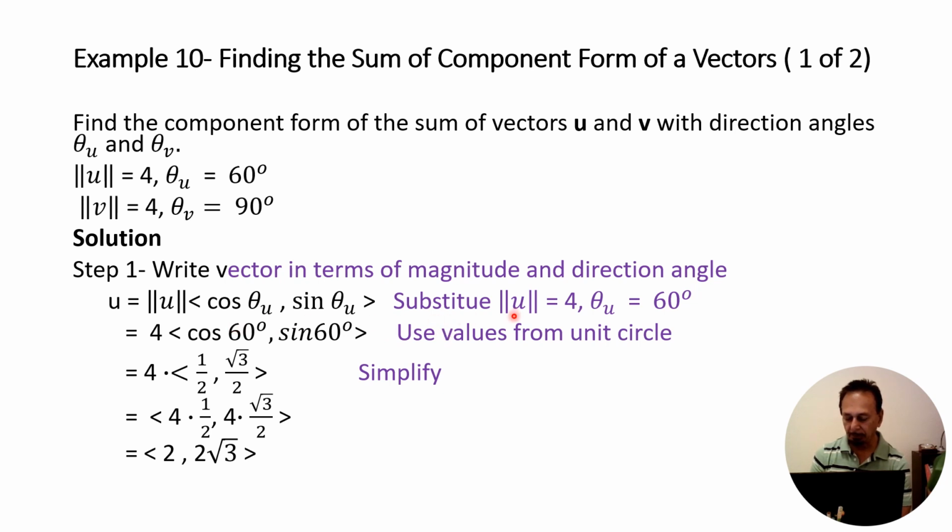So now the magnitude of vector u is 4 and theta sub u is 60 degrees. We substitute these values, so vector u is equal to 4⟨cosine 60, sine 60⟩. Now we can find these values from the unit circle. Cosine 60 is 1/2, sine 60 degrees is square root of 3 over 2, and then we distribute. So we get ⟨4 times 1/2, 4 times square root of 3 over 2⟩, which becomes ⟨2, 2 times square root of 3⟩.